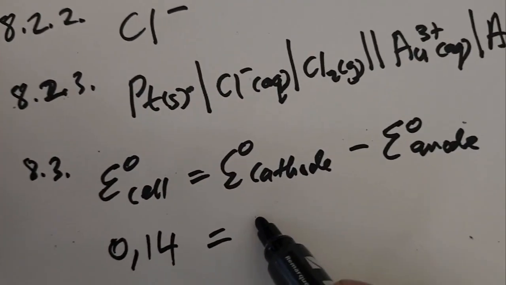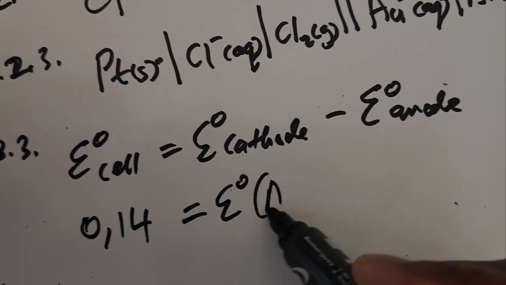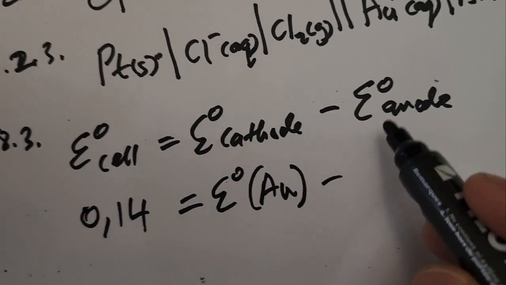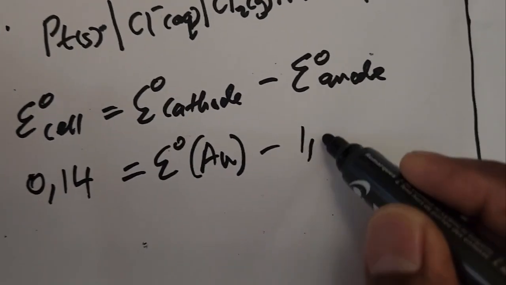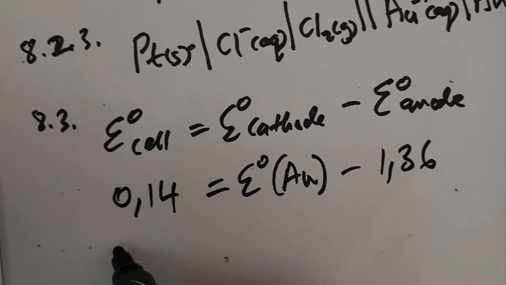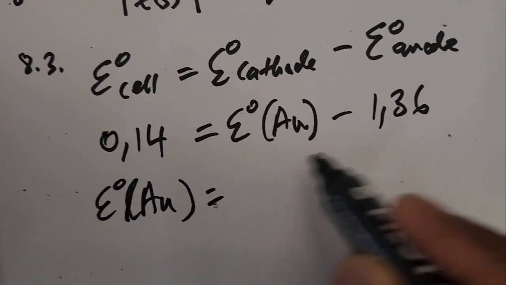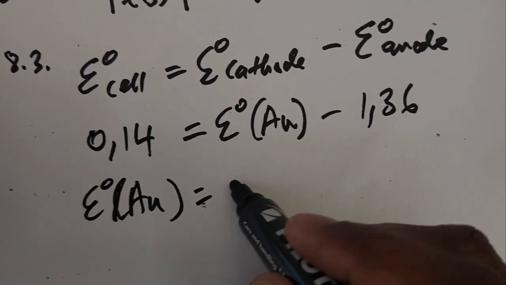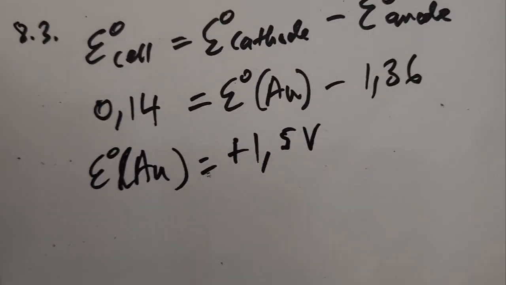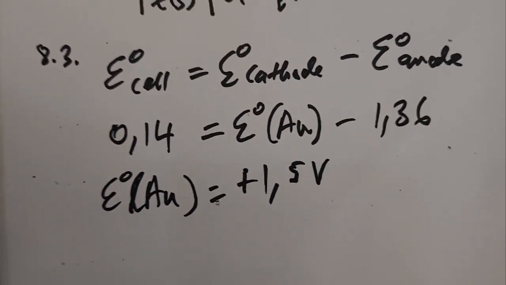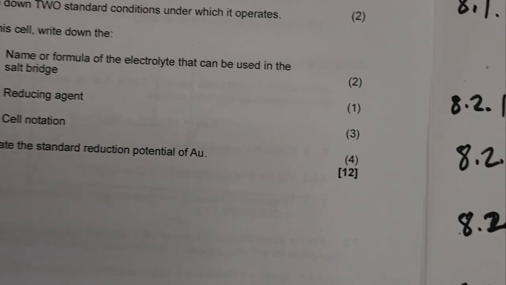Then we can just write the electrode of the gold, Au, minus that of chlorine. Chlorine is plus 1.36 from that one, and therefore the electrode potential of the gold will be, if you use maths, this plus this one, positive 1.5 volts. That is the 4 marks that you'll get. That puts the end of our question number 8.